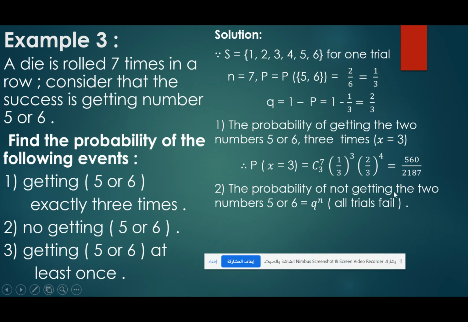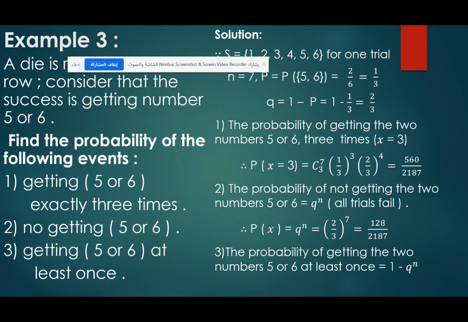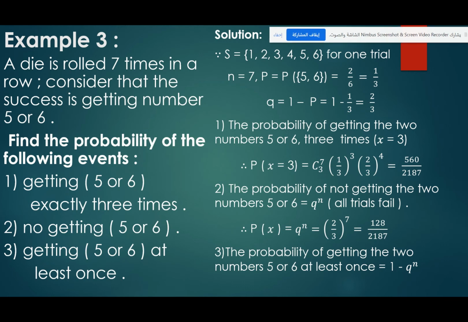Into the probability of not getting the two numbers 5 or 6. That means it is q to the power of n, because x is equal to 0. The probability of x equal to 0 equals q to the power of n. It's a rule now, which is (2/3) to the power of 7, and can be calculated in that way: 128 over 2187. Remember, the probability should be smaller than 1. That means the numerator should be smaller than the denominator.